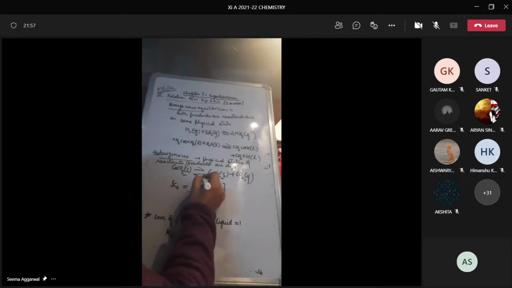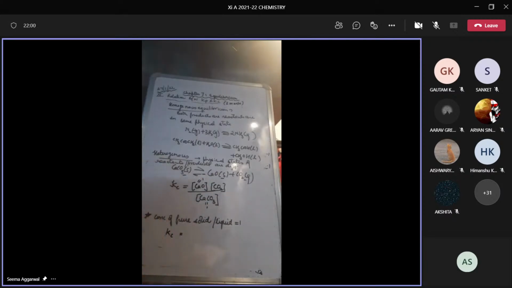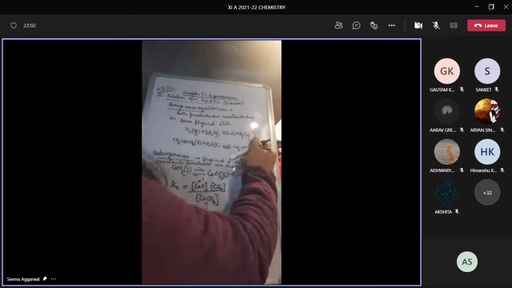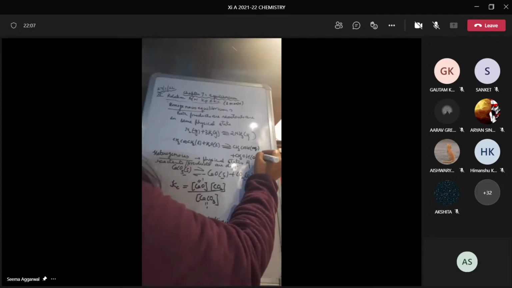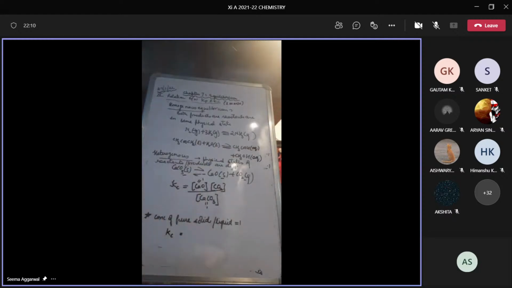Ma'am, please repeat it again. Concentration of pure solid and pure liquid. If I write aqueous, suppose I wrote aqueous here, then the concentration of aqueous is not 1. Okay, aqueous is not 1. Aqueous means I am dissolving it in water. But if I am taking the concentration of water liquid, where water liquid is given, then what will I take? 1. If it is given as alcohol liquid, if it is given as a liquid, then I have to take its concentration as 1.